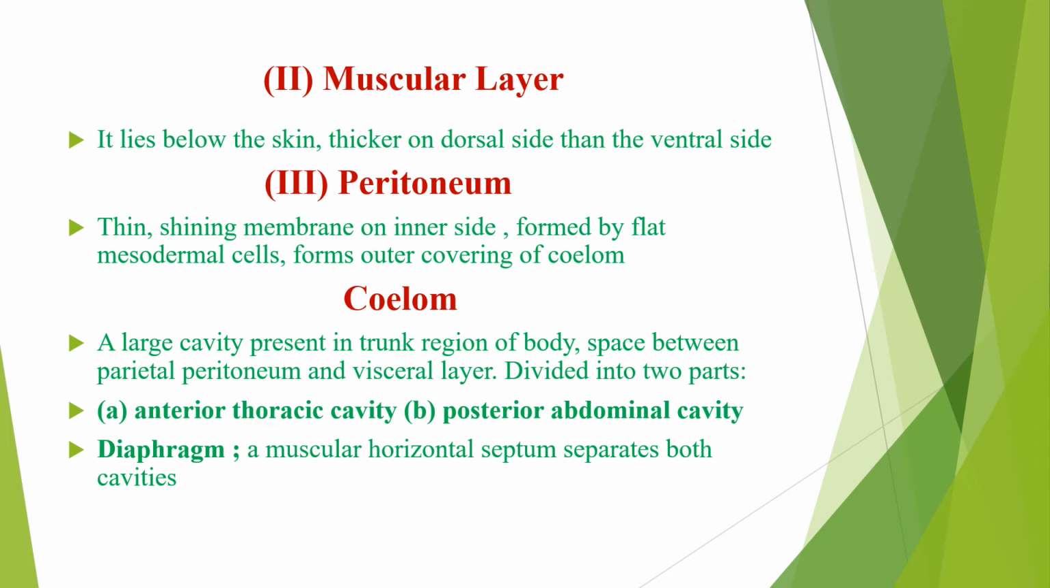Another body wall layer, next layer after the skin, is the muscular layer, which is below the skin, and it is thicker on the dorsal side than on the ventral side. And in the body wall, after the muscular layer, comes the peritoneum. Very important feature of the coelomate animals. It is a thin shining membrane on the inner side of the body wall, and it is mainly formed of flat mesodermal cells, and it forms the outer covering of the coelom. Any body cavity which is covered by the peritoneal lining is the true coelom.